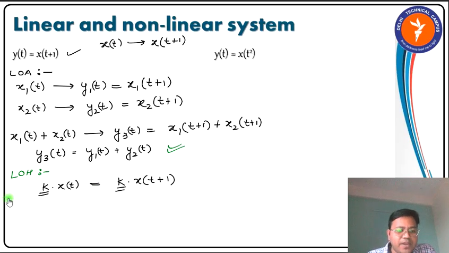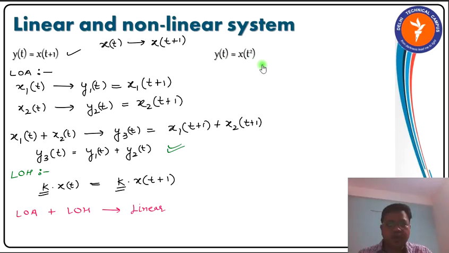Now I will comment that as the system is following the law of additivity as well as the law of homogeneity, the system is a linear system. We will now check whether this given system is linear or non-linear. Let us check the law of additivity for this numerical.